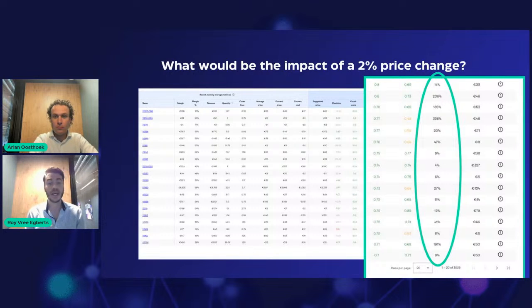So that's what you will see here. You can already make the business case to determine what the impact would be if I increase my prices by 2% or decrease them by 2%, and whether this is then my desired outcome. So we go to the next slide.